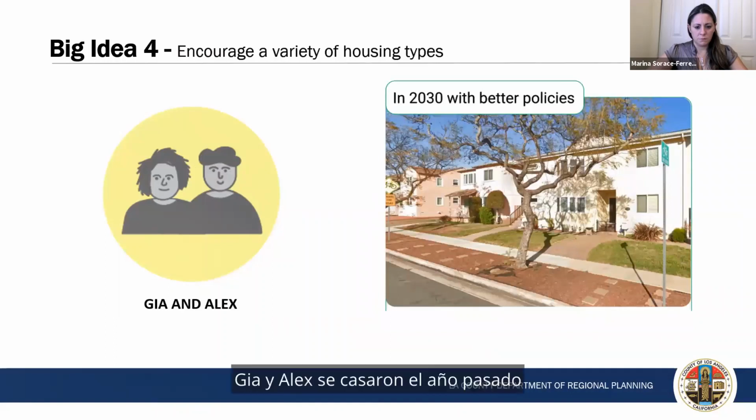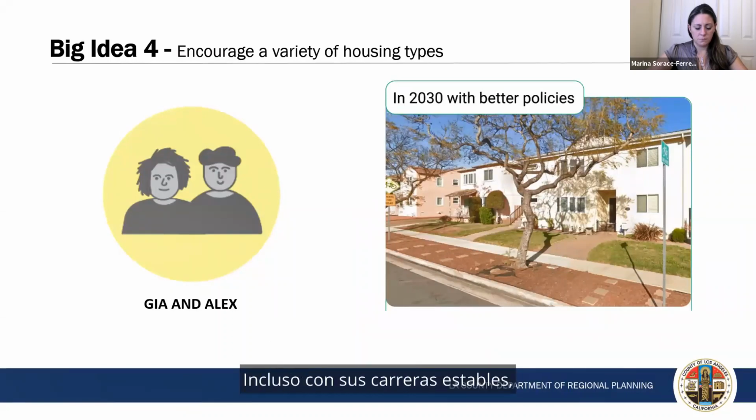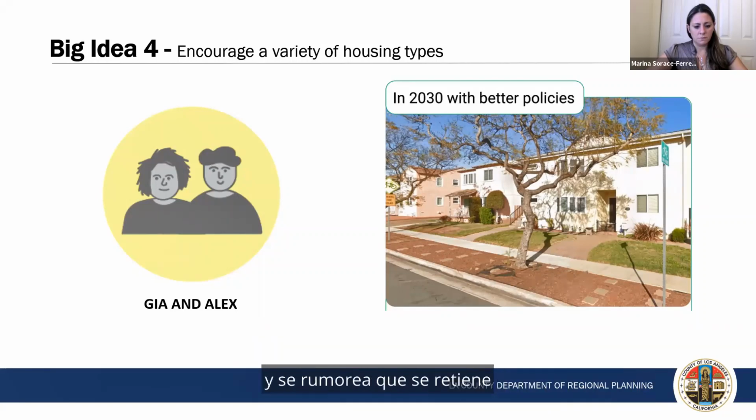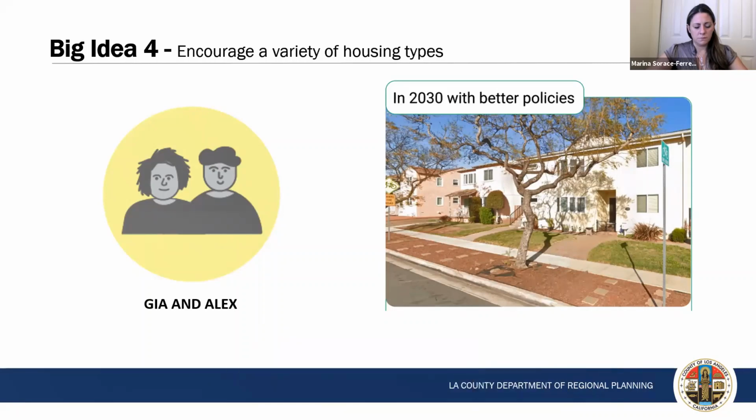Gia and Alex got married last year and want to move back to Gia's old neighborhood to start a family. Even with their stable careers, they are unable to afford a home in the neighborhood because there aren't many houses available, and the median home price has grown to over $600,000. There is currently a one-bedroom house on a major street. The home has been vacant for more than 20 years and is rumored to be held as a tax write-off for the owner who lives in Beverly Hills.